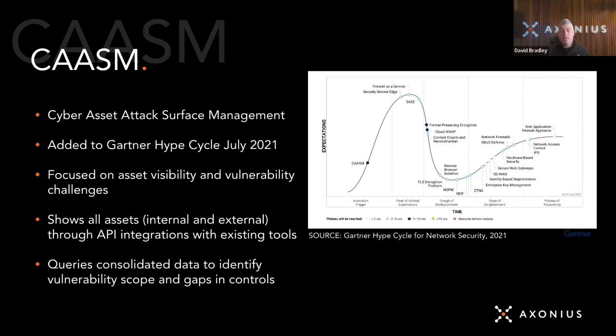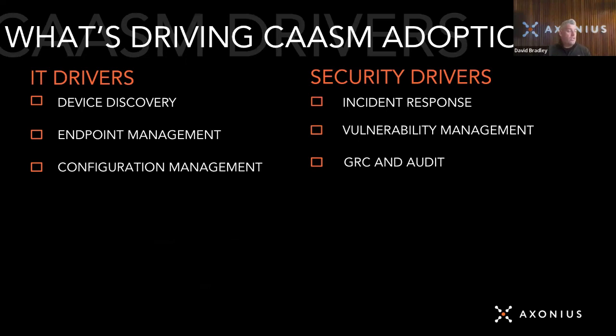You do not have a data problem. You do not have a tooling problem. You have more data than you've ever had before. You have more tools than you've ever had before. The problem here is getting all that together in a usable manner. And this is where CAASM really does that, right? And then being able to query that consolidated data to identify gaps and controls and get on top of everything in a really simple fashion. So what drives it? And again, Leyton has already spoken about this, so I'll just brief over it.